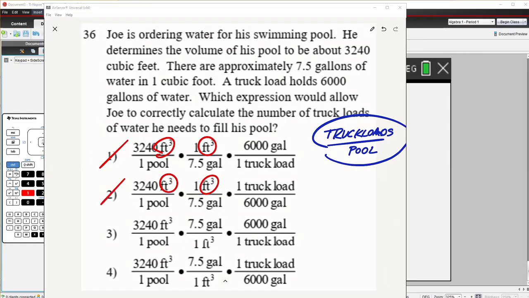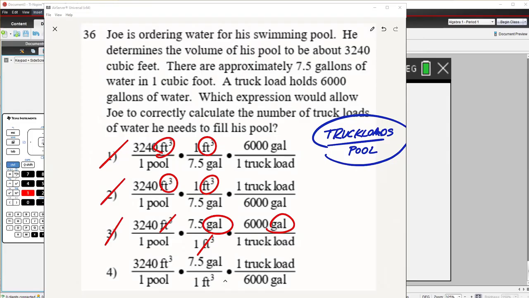Let's go to the third one. So we've got cubic feet. Now these two will cancel. But the gallons won't. So we have gallons here and gallons here, which means we would have gallons squared if we multiplied these through. And we don't want gallons squared. We want truckload per pool, or pool on the bottom. So cancel this out. Now it's got to be the bottom, but I want you to see what we're doing.